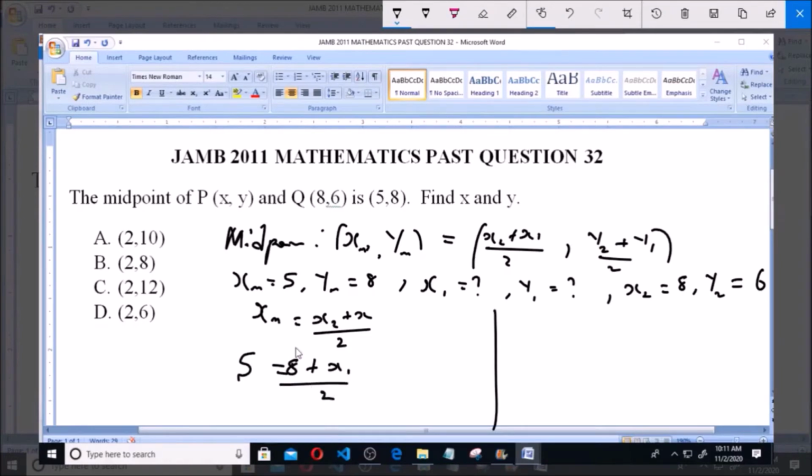Now when we cross multiply, we'll have that 10 is equal to 8 plus x. So therefore x is equal to 10 minus 8, which is equal to 2. So x is equal to 2 now.